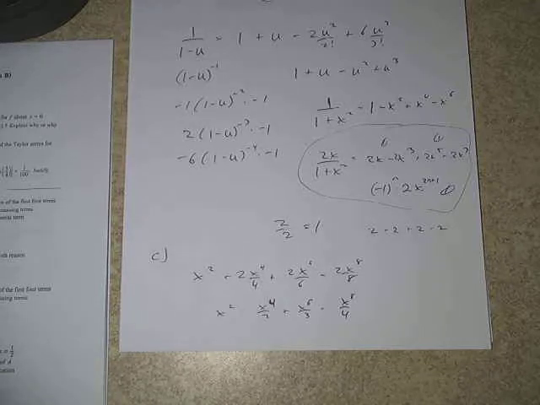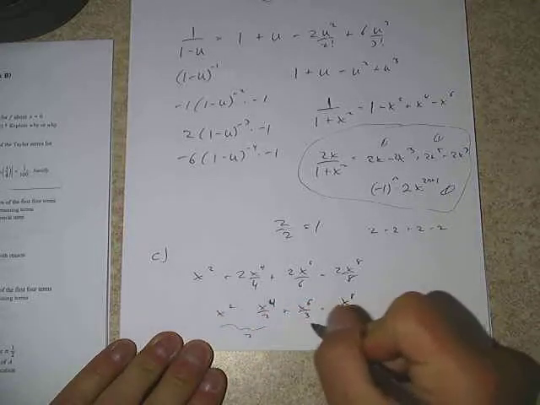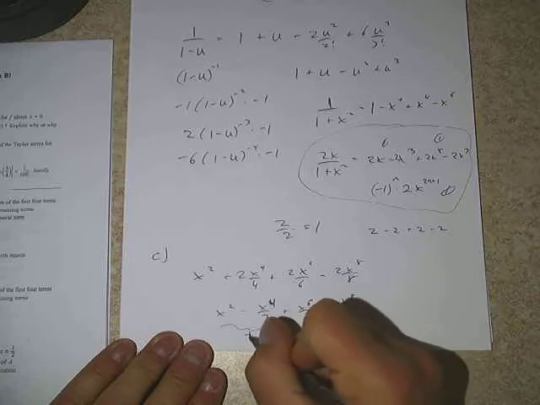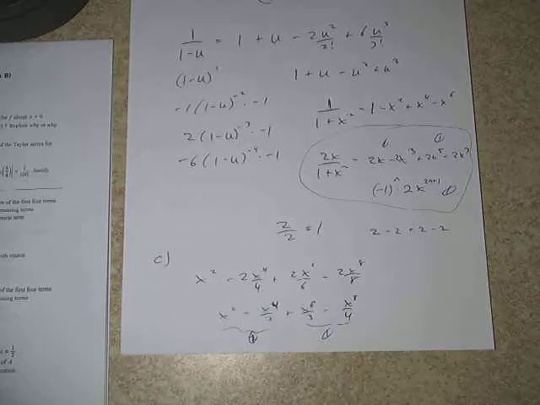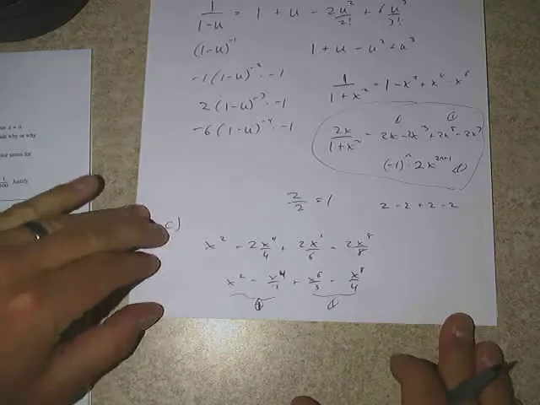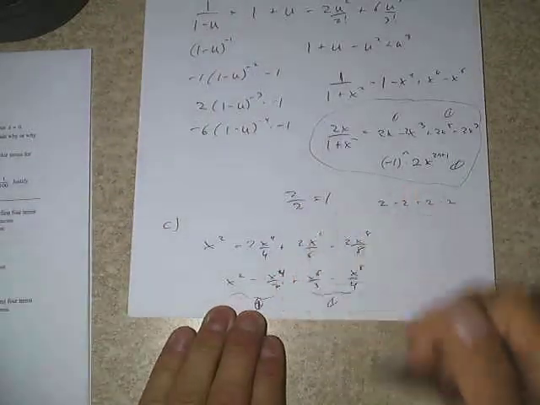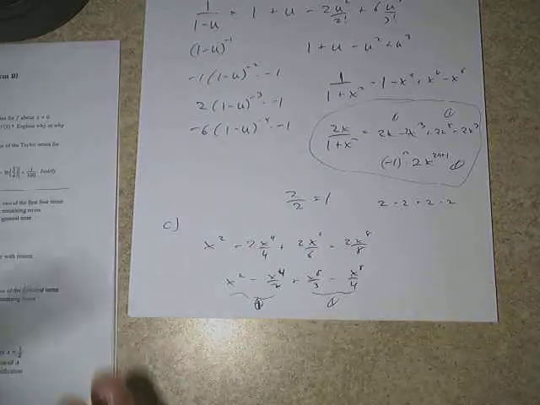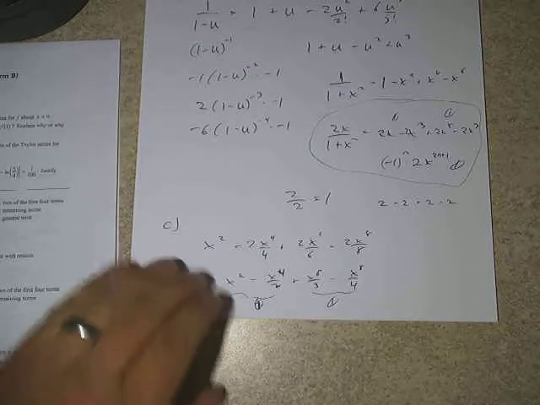So if we do this first term, it's going to be x squared. This next term would be x to the 4th over 4. And then x to the 6th over 6. And then x to the 8th over 8. And simplifying, we get x squared minus x to the 4th over 2 plus x to the 6th over 3, and then minus x to the 8th over 4. Okay, we just had to write the first 4 only.